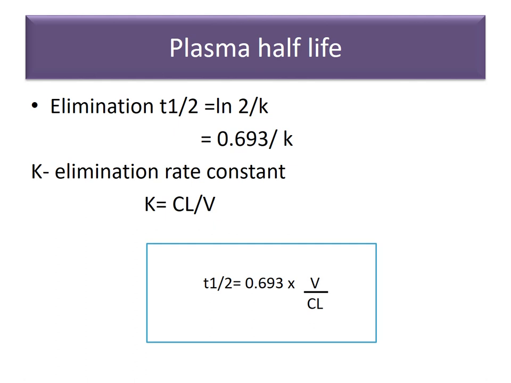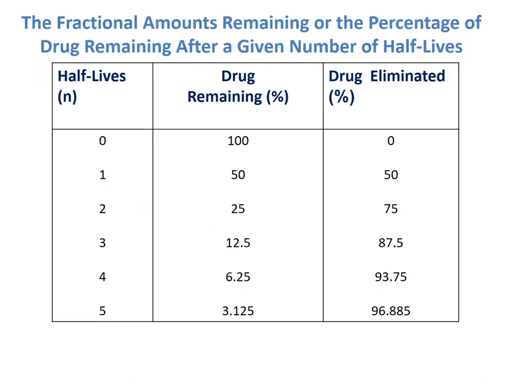Volume of distribution. Sorry, V is the volume of distribution divided by clearance. And the fractional amount remaining, or the percentage of drug remaining after a given number of half-lives. So consider we are giving a drug at 100%, zero half-life. Initially it is 100% and the amount excreted will be zero.